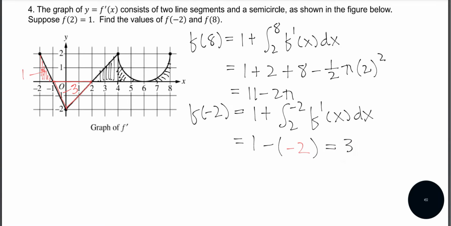And you can think about, okay, if f of negative 2 is 3, and then we integrated f prime, that would give us the net change in f, and we got negative 2. That brings us down to the 1 that we knew we were supposed to have at f of 2.